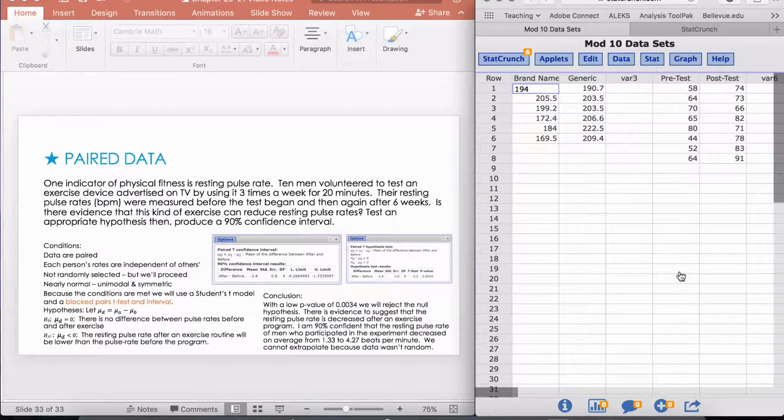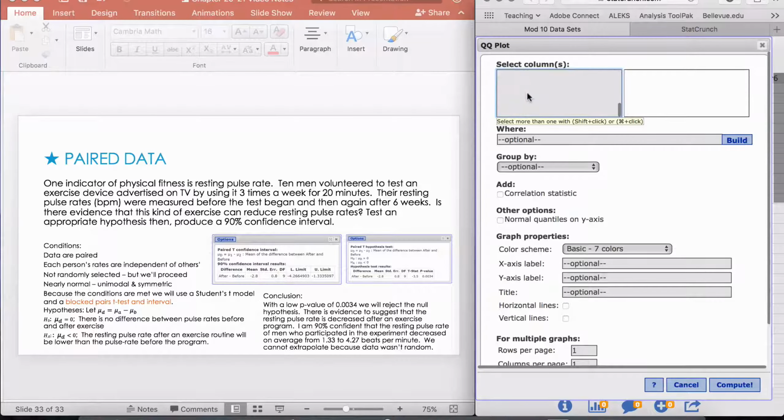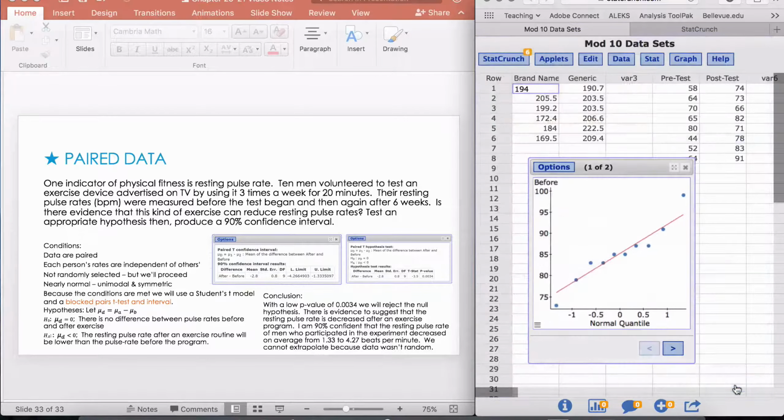Okay, first check the conditions. We check that they're paired, independent. It doesn't say that they're randomly selected, but we'll proceed because it's good practice for us. Nearly normal, you certainly can check that. Again, if you don't remember how to check that condition, I'm going to go to Graph and QQ-plot, and then you just choose whichever one you want. And you can actually choose both of them, before and after, and click compute.